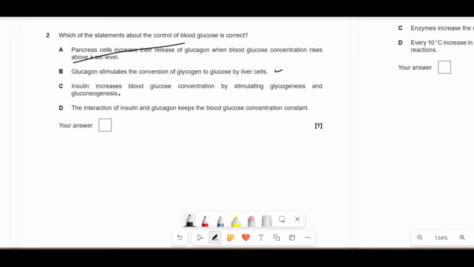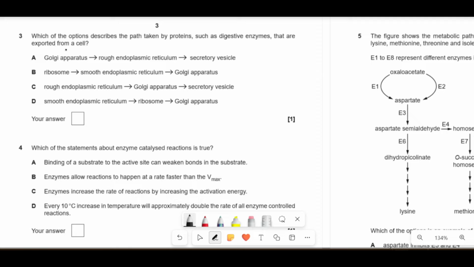What else have we got? Insulin increases blood glucose concentration, but no, it doesn't. It decreases it. The interaction of insulin and glucagon keeps the blood glucose concentration constant. Well, not necessarily. There are lots of other factors that come into play as well, and also it's always a wiggle in between them. So, no. So it's B.